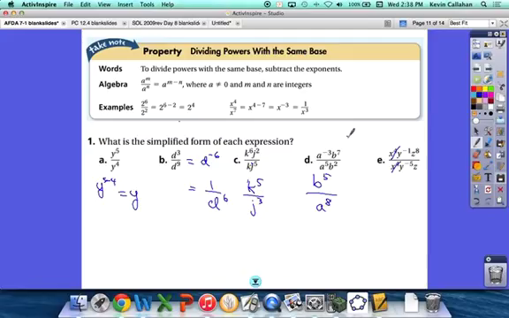Okay, now, y to the negative 1 over y to the negative 5. Should I subtract negative 1 minus negative 5 or negative 5 minus negative 1? Which is positive? The negative 1 minus negative 5, which is like negative 1 plus 5, which is 4. And z to the 8th divided by z. That would be z to the 8 minus 1, 7.